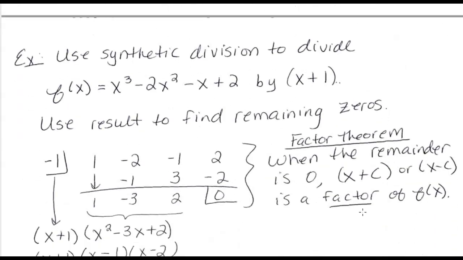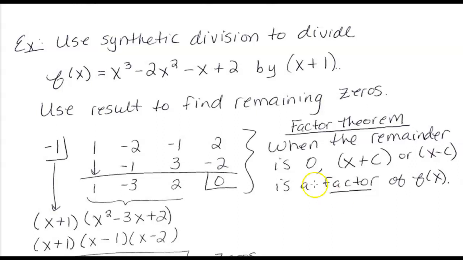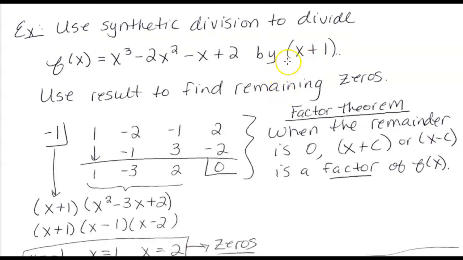All right, this next example is asking us to use synthetic division to divide this polynomial function by x plus 1, then use the result to find the remaining zeros. All right, so if I'm dividing by x plus 1, the zero of this is negative 1. So that's why we would start with a negative 1 out here. Coefficients would be 1, negative 2, negative 1, and 2. So our first step would be drop down the 1. Multiply, negative 1 would go here. Add, negative 3. Multiply, positive 3 goes here. Add, it's a 2. Multiply, it's a negative 2 would go here.